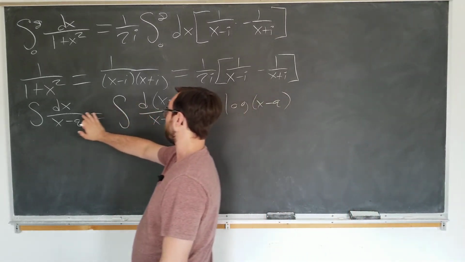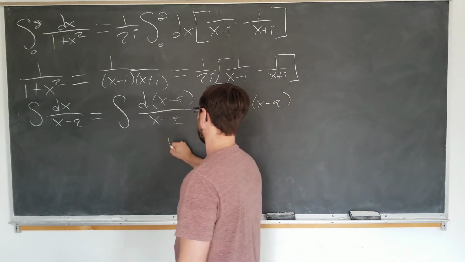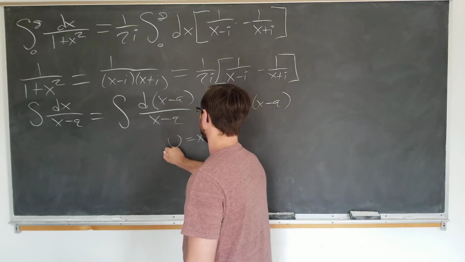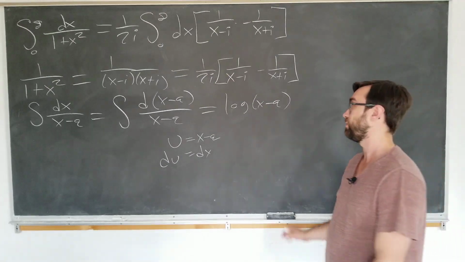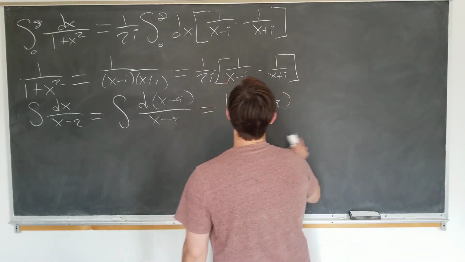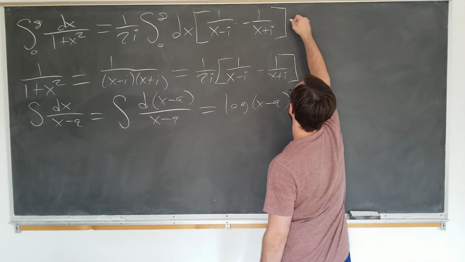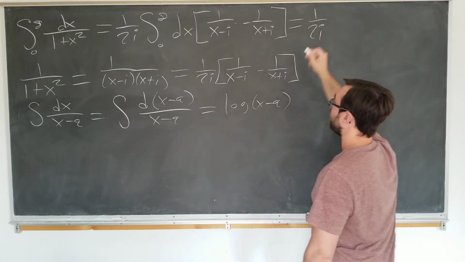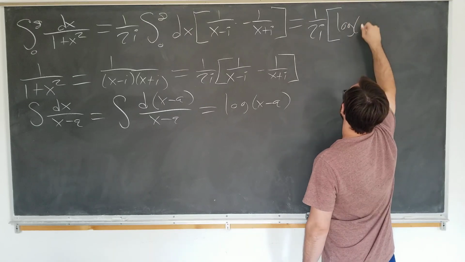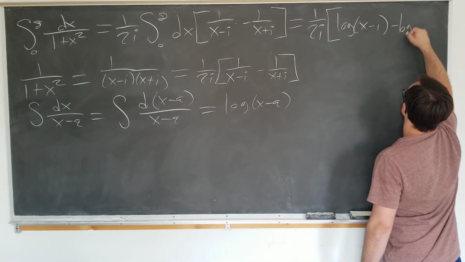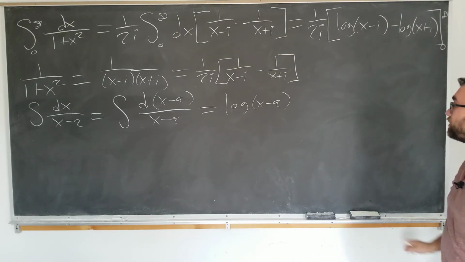If you're not familiar with this more physicist method of substitution, all I've done is let u be x minus a and du is equal to dx, of course. This is a great example to test your understanding of the physicist's method of substitution. Now that we know that, we can simply write what we have here as 1 over 2i times a difference of logarithms evaluated at the endpoints: log of x minus i minus log of x plus i at infinity and 0 respectively, of course.